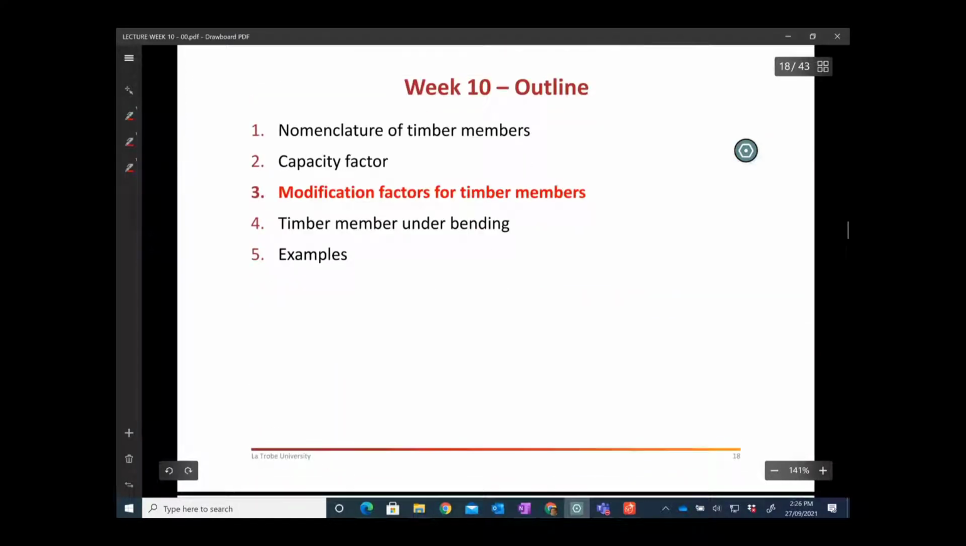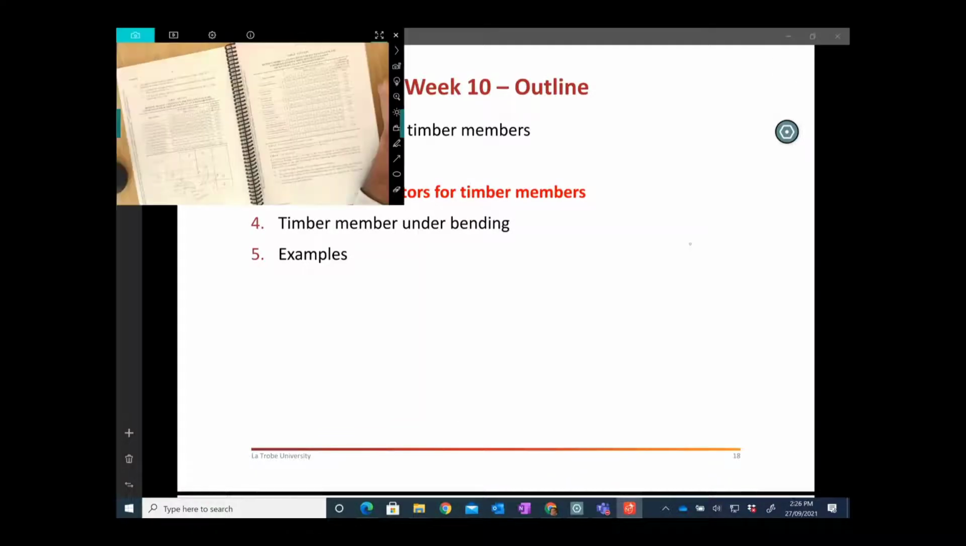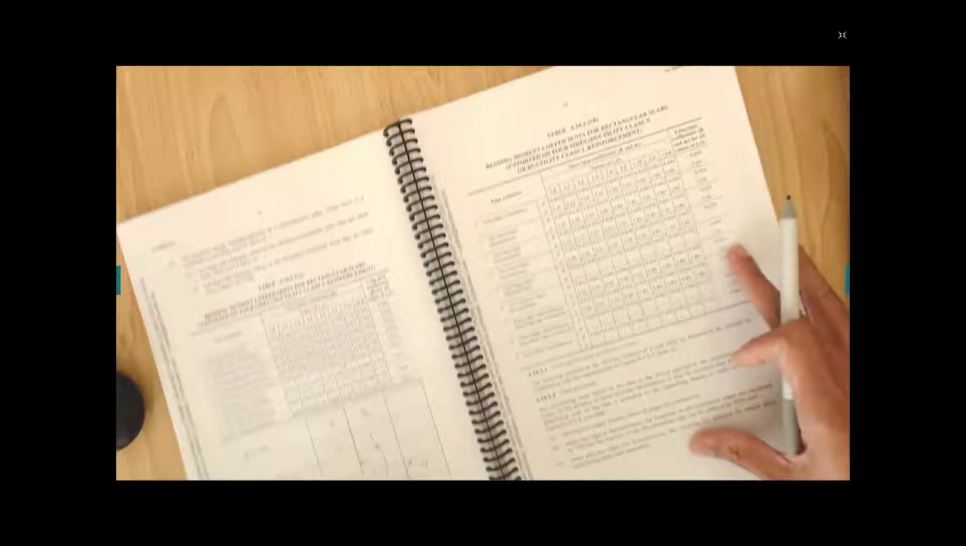Okay, member modification factor. So by the way, what we are doing here is this is the wrong standard. All right, just give me a minute. 1170. There you go, I found it.